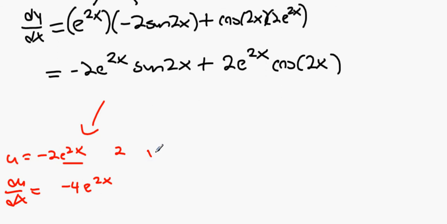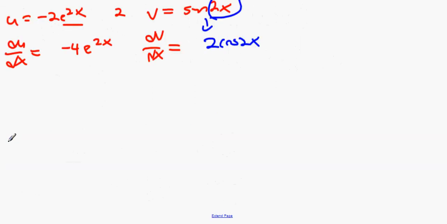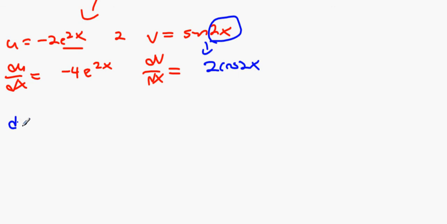Remember that v is sine 2x. Differentiate that. Then we get dv dx ends up to be, that turns directly into cos 2x. Differentiate the angle, and it becomes 2 cos 2x. Put that into your formula, and we get dy dx ends up to be u times dv dx, which is minus 2 e to the 2x, times dv dx, which is 2 cos 2x.